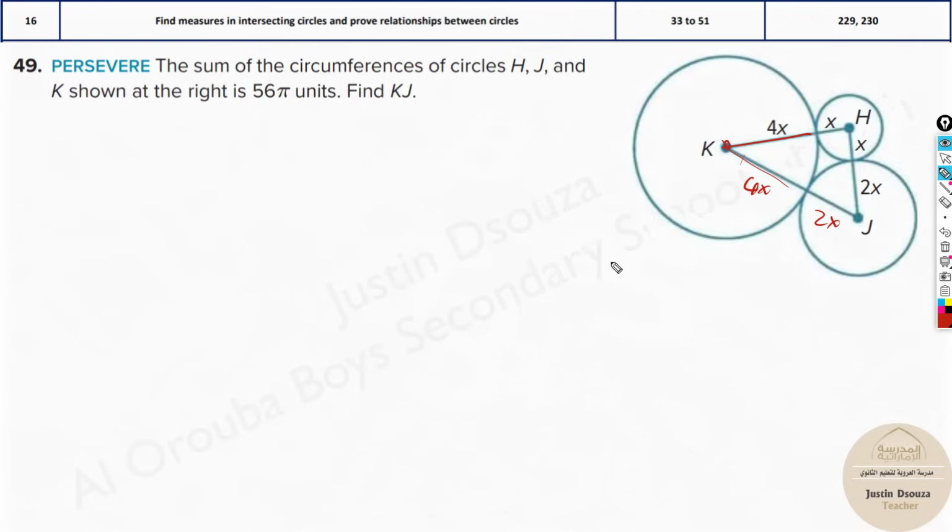That would be wrong. The actual method is the sum of the circumferences of each circle. So what is circumference? It's 2 pi r. Because the radius is given, I'll write 2 pi r. Now we know the sum of the circumferences is 56 pi. That would be equal to 2 pi times the radius of each circle. Let's start with h, j, and k. H is 2 pi x plus 2 pi times j, which is 2x, plus 2 pi times 4x.